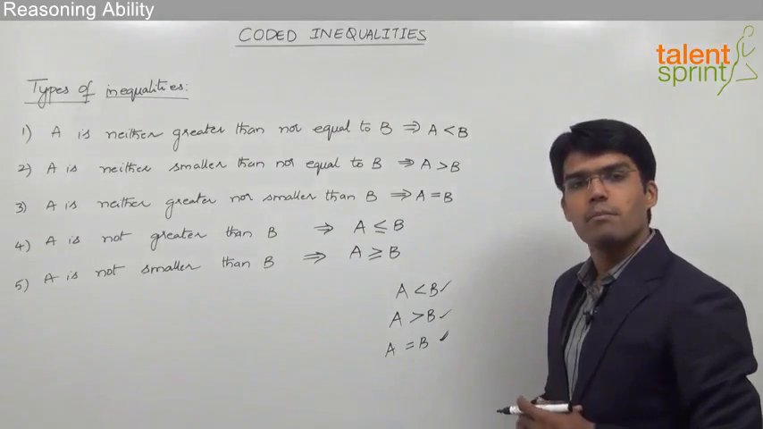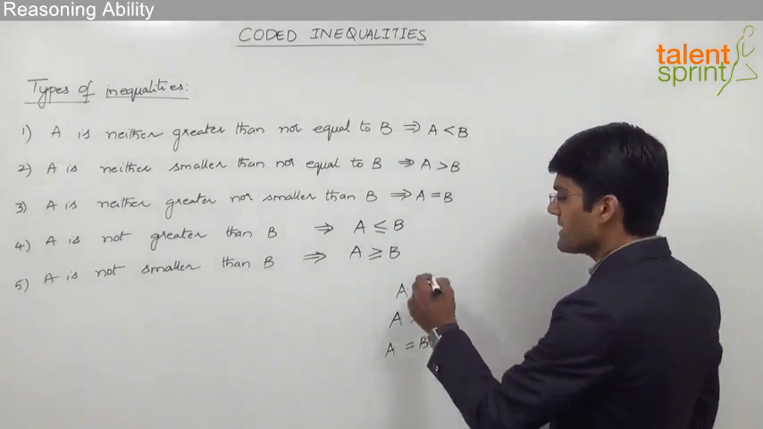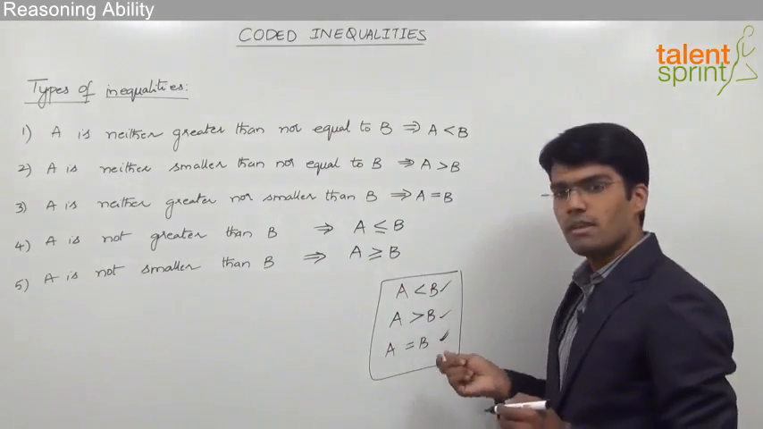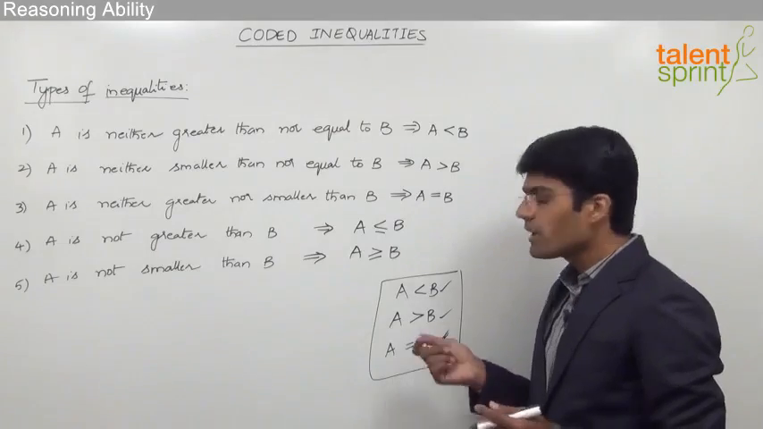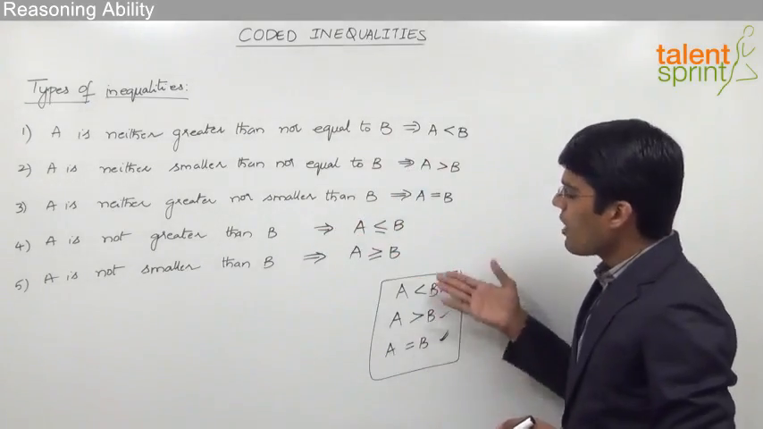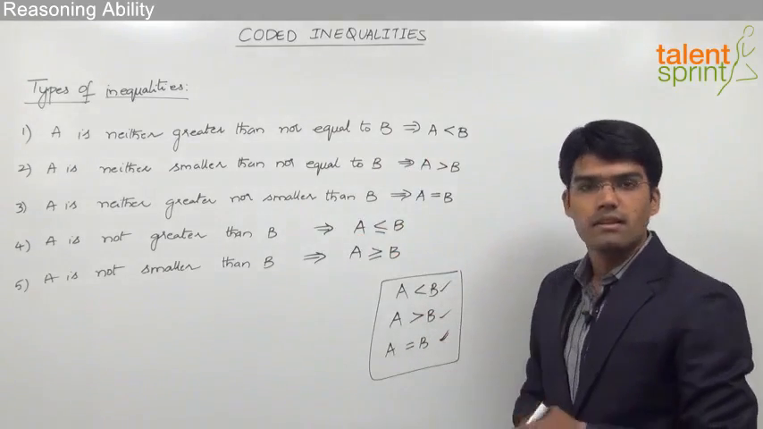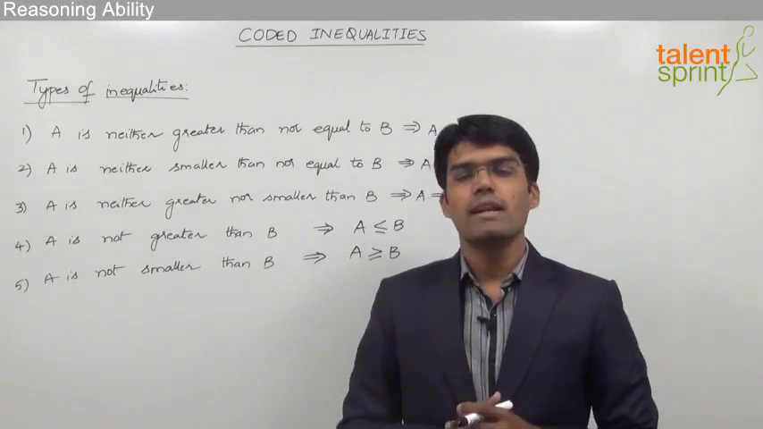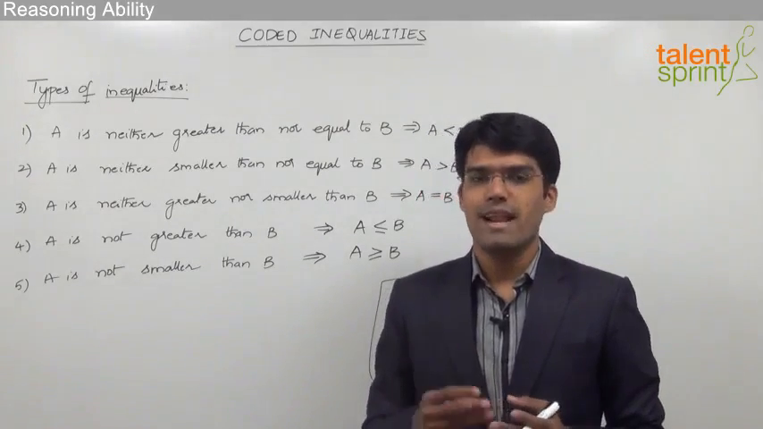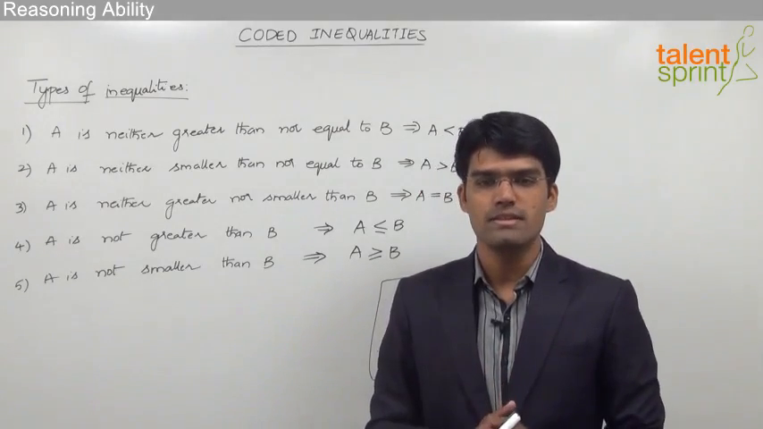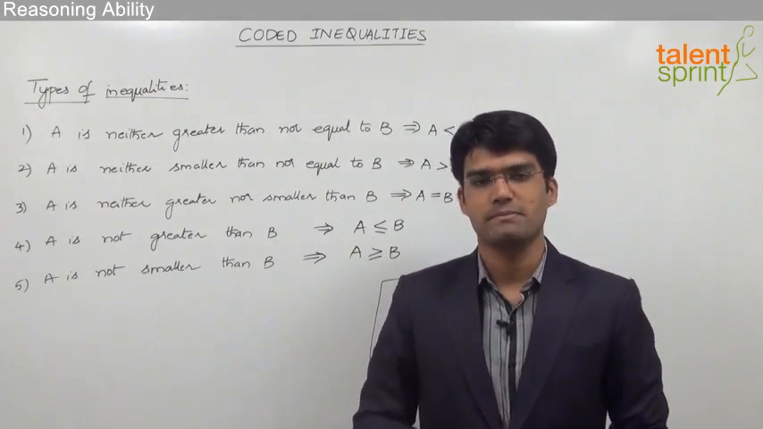Remember that whenever we compare two variables, the sample space will be any of these three cases: either A is less than B, or A greater than B, or A equals B. Based on the given conditions, we can have a combination or any one of these three comparisons. Now, to solve questions based on coded inequalities, we need to understand three basic rules. Let us first look at these three golden rules, and then we shall take up some examples.